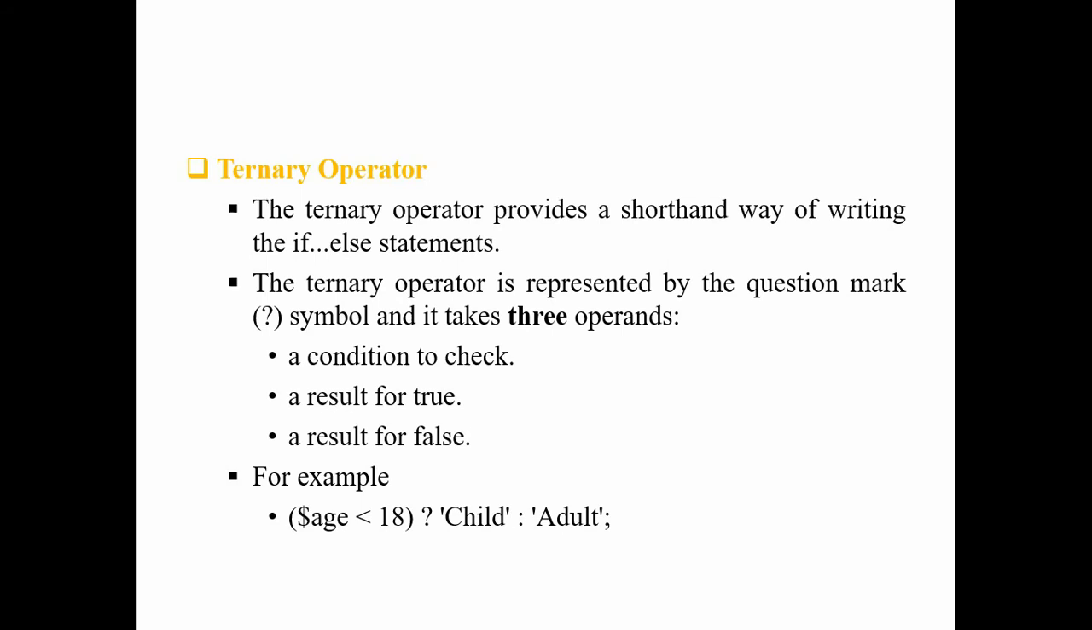That means whenever we have a combination of multiple if else statements, those if else statements can be replaced by a ternary operator. This ternary operator is represented by a question mark, and it takes three operands: a condition to check, the result for true, and the result for false.